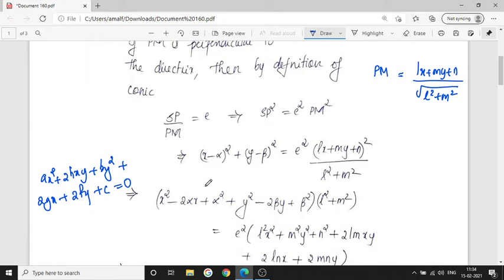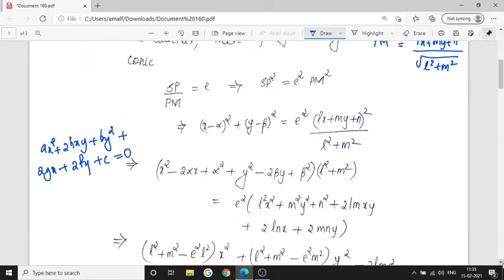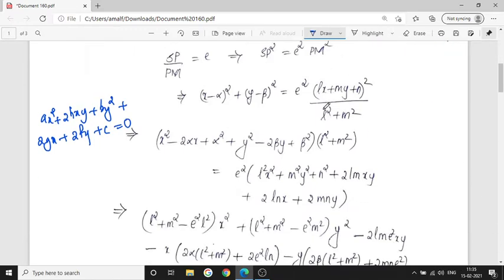So this is x square minus 2 alpha x plus alpha square plus y square minus 2 beta y plus beta square, into l square plus m square, equal to e square into the expansion of this, which will be l square x square plus m square y square plus n square plus 2lm xy plus 2ln x plus 2mn y. That will be the expansion.